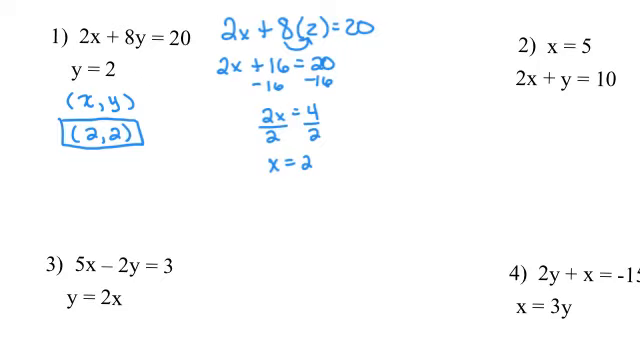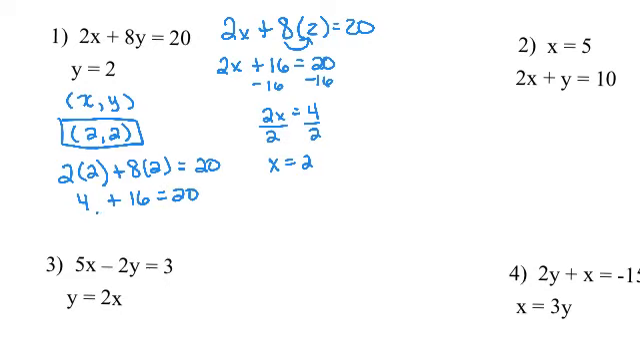You want to rewrite one of the original equations while replacing the variables with their values. So here we're going to write 2 times x, and instead of x we're going to write a 2, plus 8 times y, and instead of y we're going to write a 2, and that equals 20. 2 times 2 is 4, plus 8 times 2 is 16, equals 20, and 4 plus 16 is 20, and 20 equals 20. We have verified that we have found the correct solution to our system.